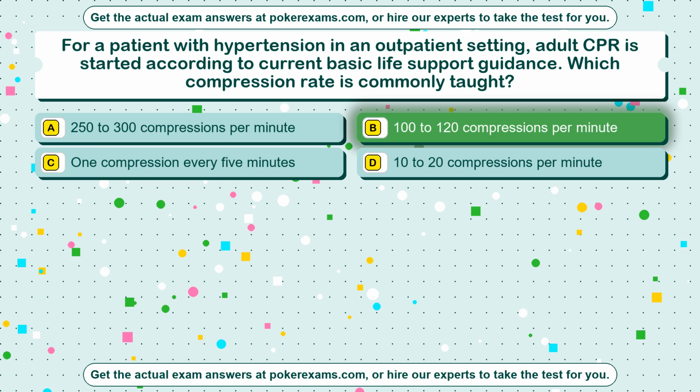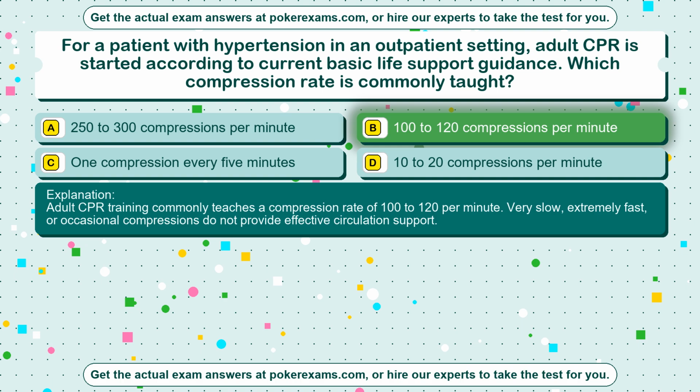The correct answer is option B, 100 to 120 compressions per minute. Adult CPR training commonly teaches a compression rate of 100 to 120 per minute. Very slow, extremely fast, or occasional compressions do not provide effective circulation support.